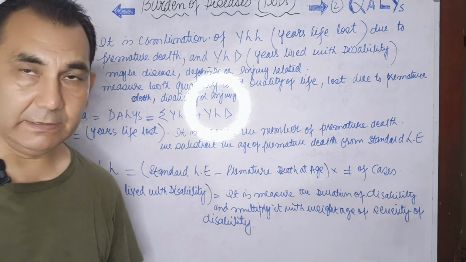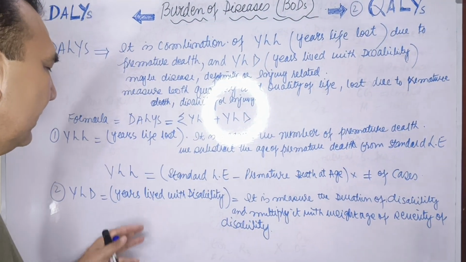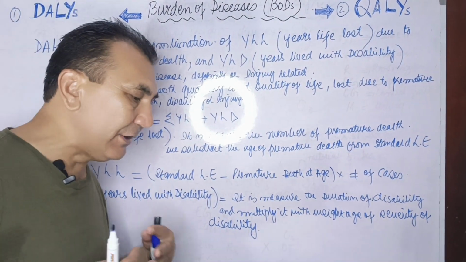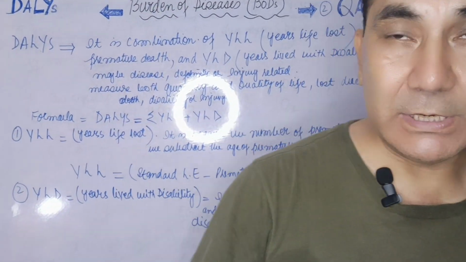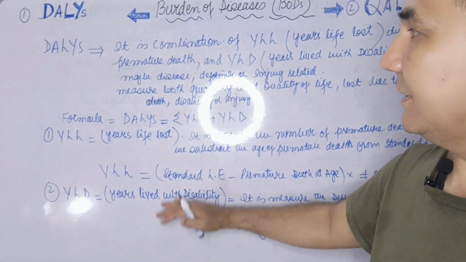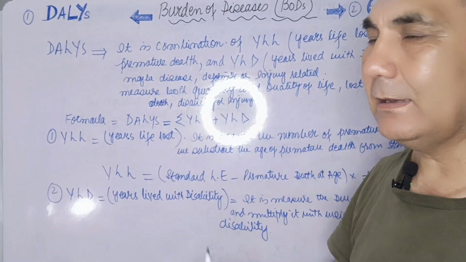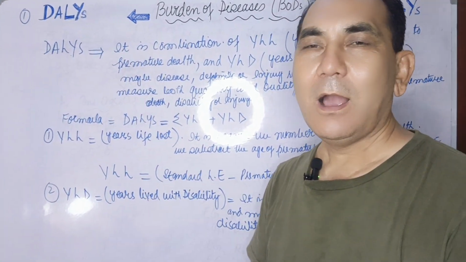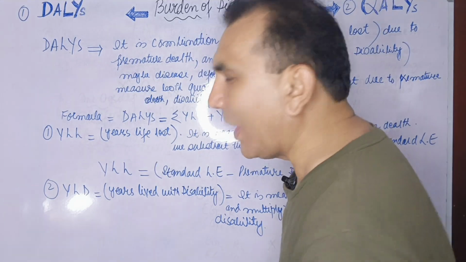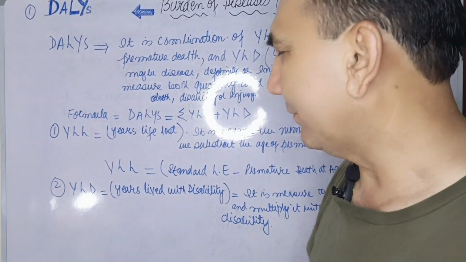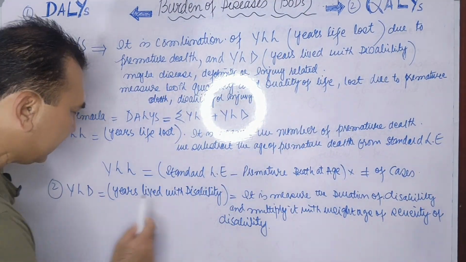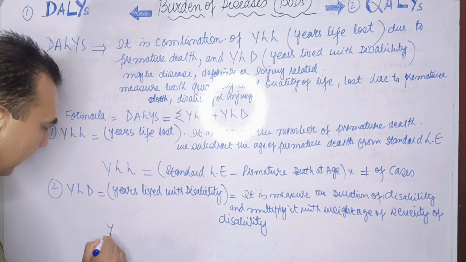What is the YLD? YLD is the people who lived with the life with the disability. It is the quality of the life. YLL measures the quantity of the life, and the YLD measures the quality of the life. Now, what is the formula for the YLD?